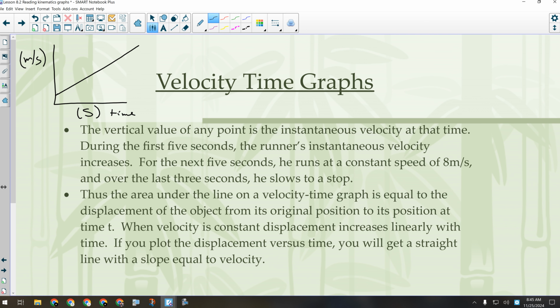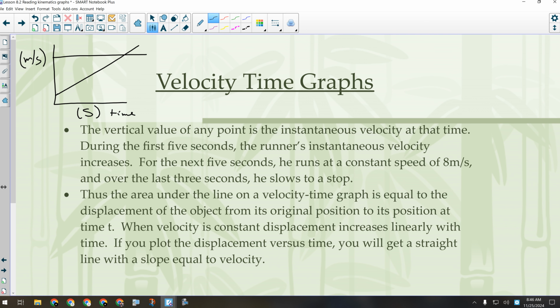Positive. The object is going faster, right? We can clearly see on this graph that the velocity is becoming bigger in a positive direction. That's a horizontal line. What is that object doing? Moving at a constant velocity. On a position versus time graph, that would have meant that it was stopped.